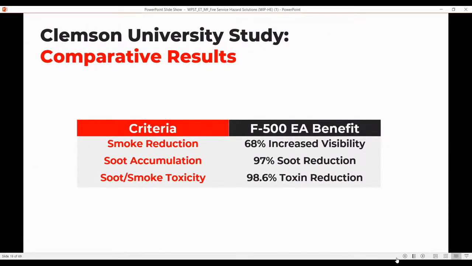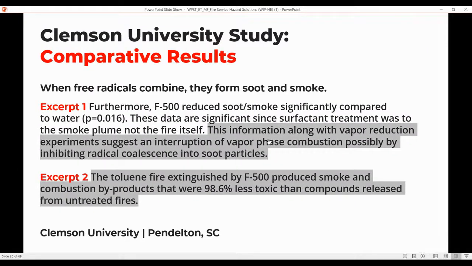When they compared those results, they found that with F500, there was a 68% increase in visibility, a 97% reduction in soot, and a 98.6% reduction in soot toxicity. So again, very positive results from a safety factor for firefighters. From that Clemson study, this information, along with vapor reduction experiments, suggest an interruption of vapor phase combustion, possibly by inhibiting the radical coalescence into soot particles. So just what we were talking about earlier, stopping that soot and smoke from forming.